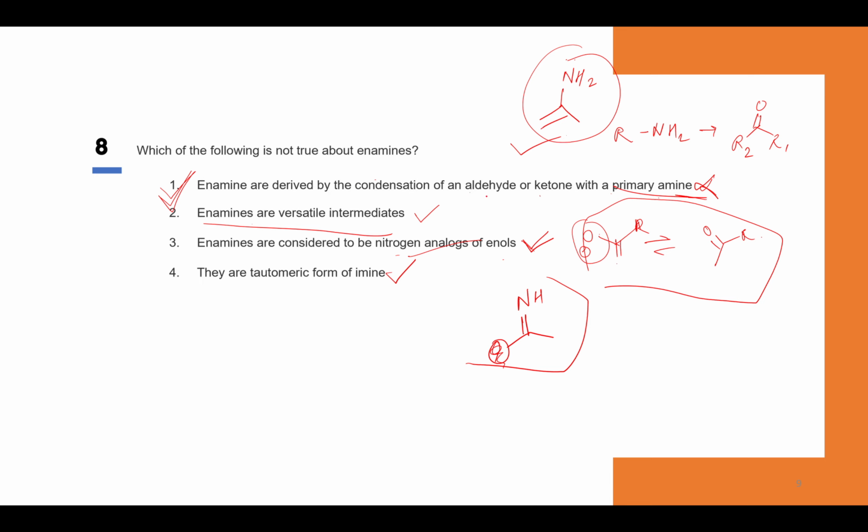But option number 1, where they have mentioned that enamines are derived by condensation of an aldehyde or ketone with a primary amine, is not correct. So that's why the not true statement is option number A.